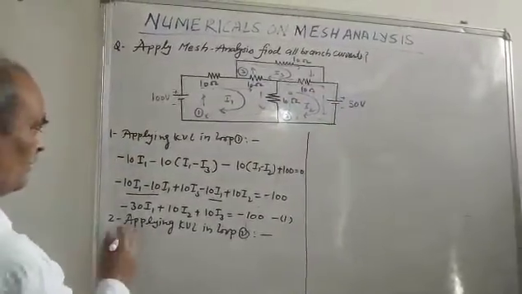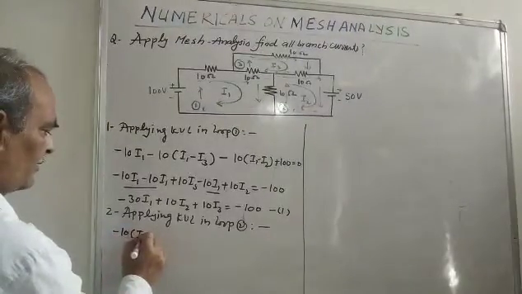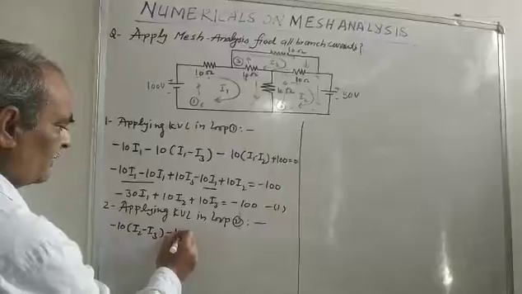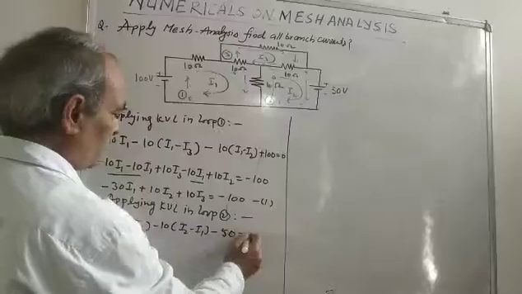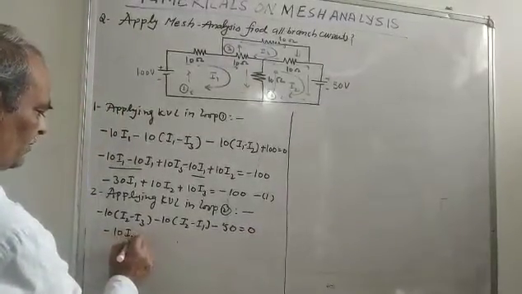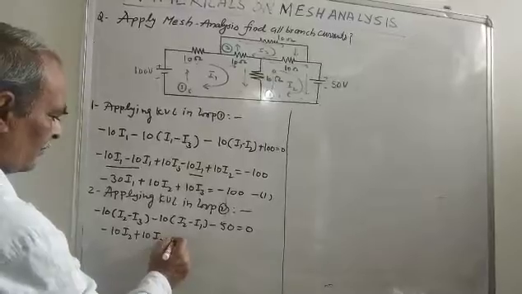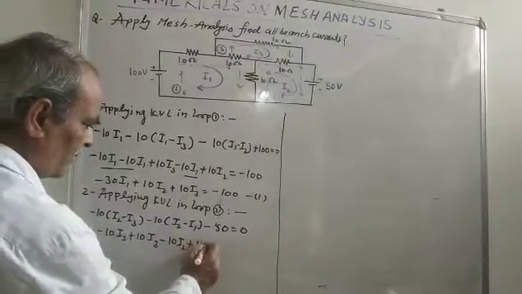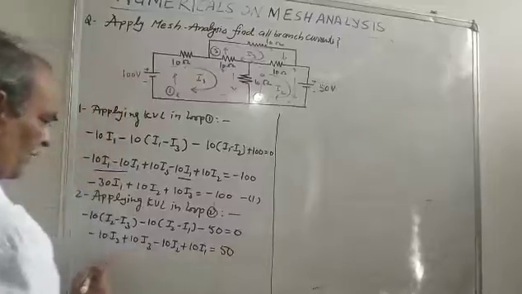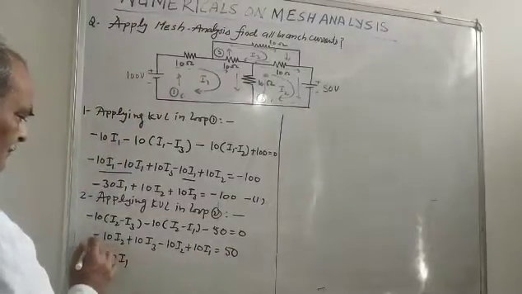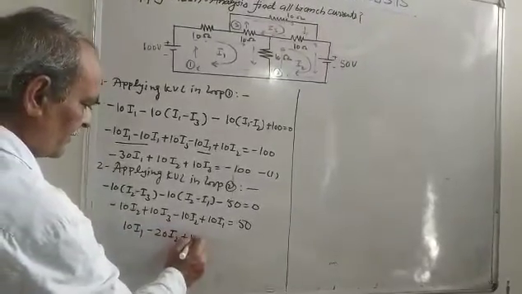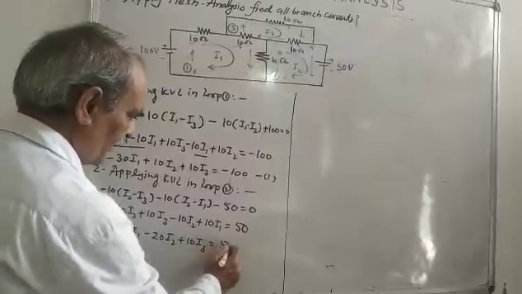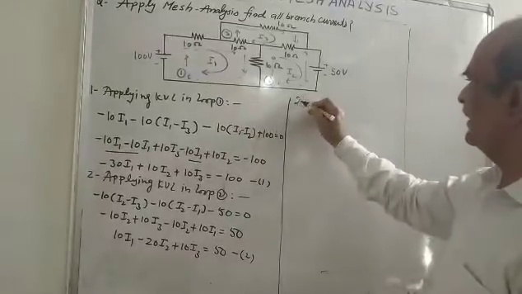So this is equal to minus 10 into I2 minus I3, minus 10 into I2 minus I1, battery sign minus 50 is equal to 0. Minus 10 I2 plus 10 I3 minus 10 I2 plus 10 I1 is equal to 50. So 10 I1 minus 20 I2 plus 10 I3 is equal to 50. Equation number 2.